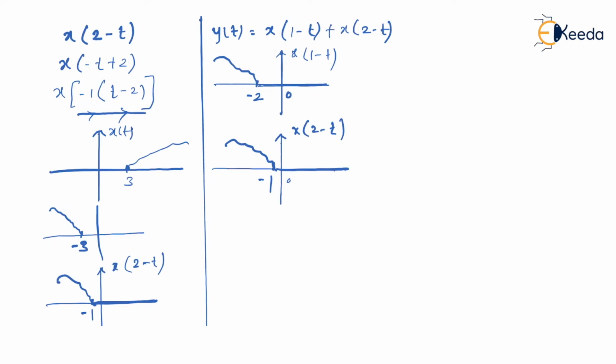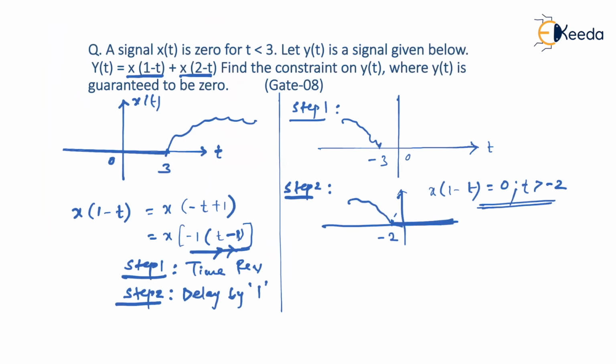Is that right? So y of t is actually summation of these two signals, right? So if I add them, I'll get y of t. As I said, shape of y of t is again not important, but we know that definitely it will give me another signal which is absolutely 0 after -1, because this signal is 0 after -1. This signal is 0 after -2. Obviously, addition of these two signals would be another signal which would be definitely 0 after -1. So constraint on y of t that it is guaranteed to become 0 is t greater than -1.